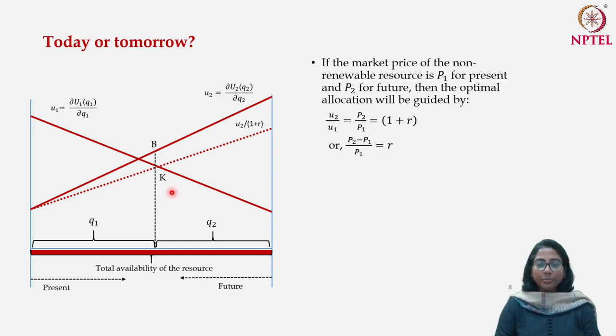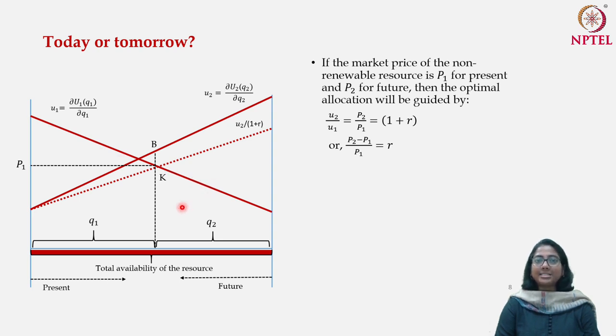Now how do I point out P1 and P2 in this diagram? Clearly this point K denotes the intersection between U1 and U2 by 1 plus R. So this is the point of equilibrium, and Q1 is the quantity of non-renewable resources supplied and used today, not tomorrow. So the price that the market is going to charge today will be at P1. So this is the price charged and this is the quantity consumed. This is determined by this U1 curve.